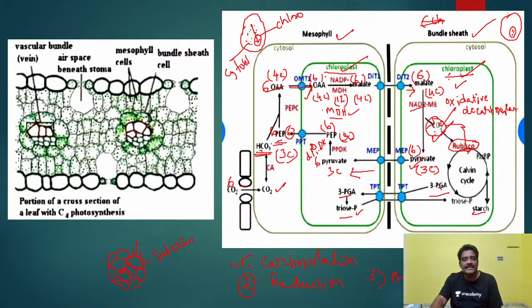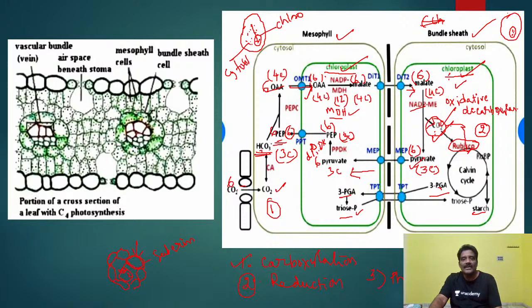How many carboxylations occur here? You tell me. This is one carboxylation. Another carboxylation here is RuBP plus carbon dioxide. This is one more. In a C4 cycle, how many carboxylations happen? The right answer is two carboxylations. One is in the cytosol of the mesophyll cell, and another is in the stroma of the bundle sheath cell. That is another carboxylation here.